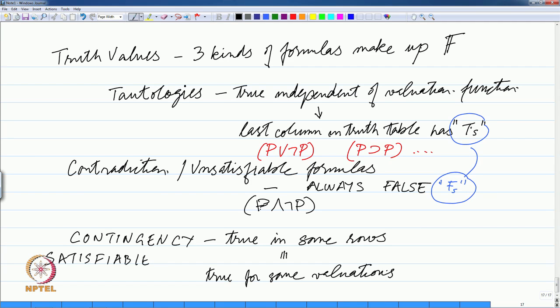So, strictly speaking, the set of satisfiable formulas also includes tautologies essentially, but we can find a valuation which will satisfy the formulas, and an example of that is P implies Q, a simple formula which will be true in some rows and false in some rows as indicated by the truth table itself essentially.